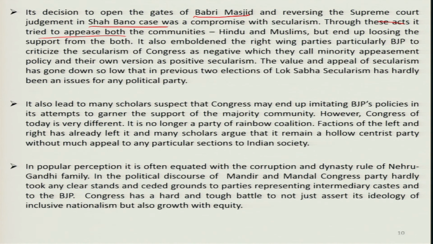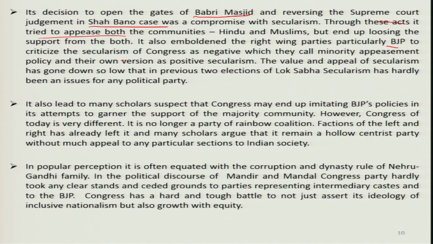And the BJP called the secularism of the Congress party negative secularism, where their own version of secularism they call positive secularism. And that leads to the crisis of secularism debates in India, where many scholars argued about different connotations, different interpretations. However, since then the value and appeal of secularism has gone down so low that in the previous 2 elections of the Lok Sabha, secularism has hardly been an issue for any political party.